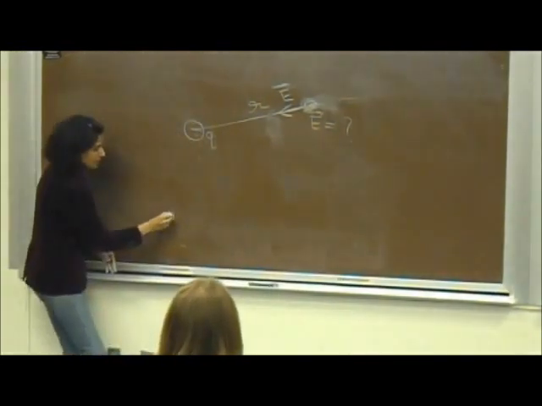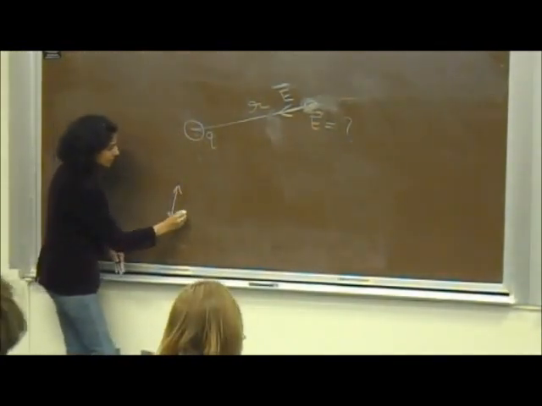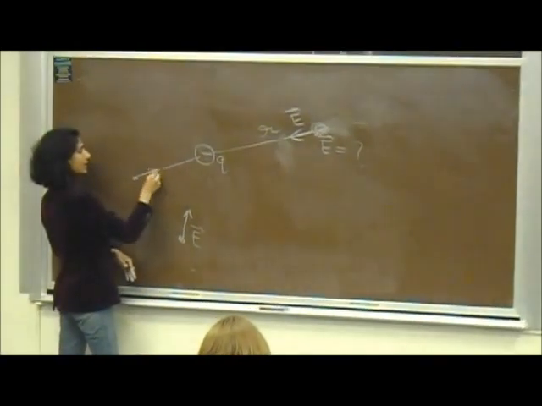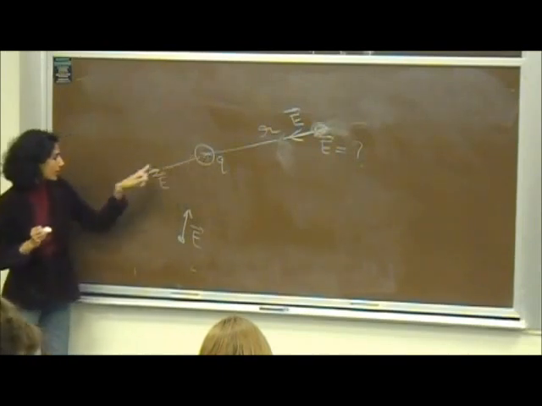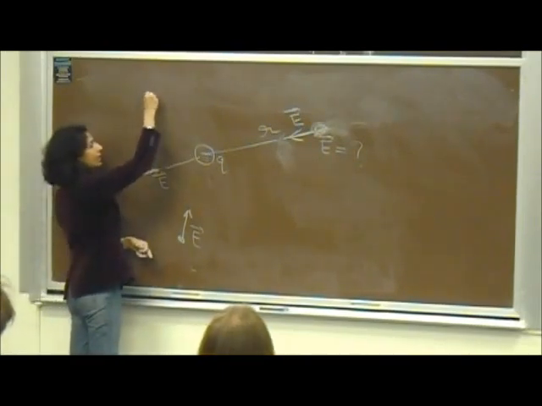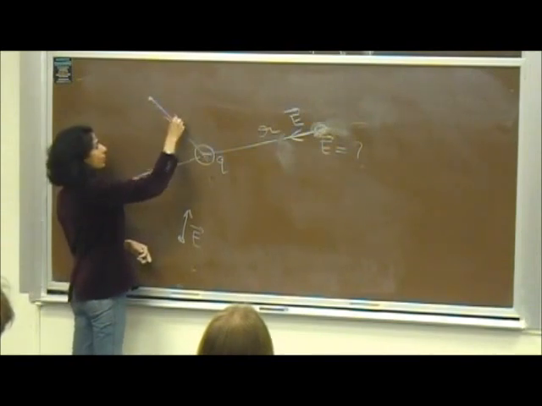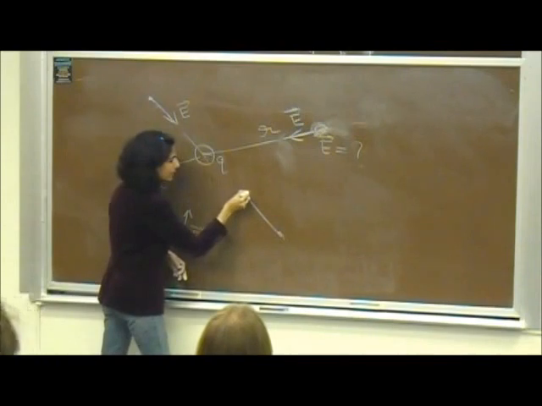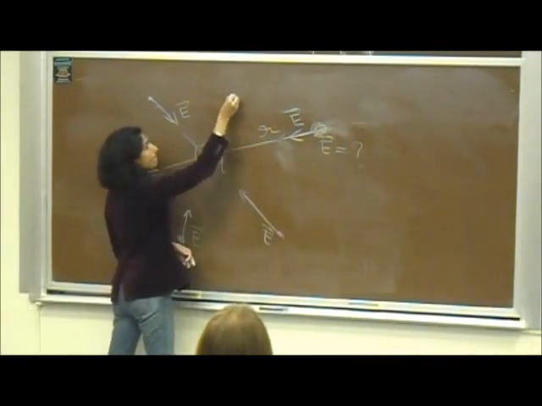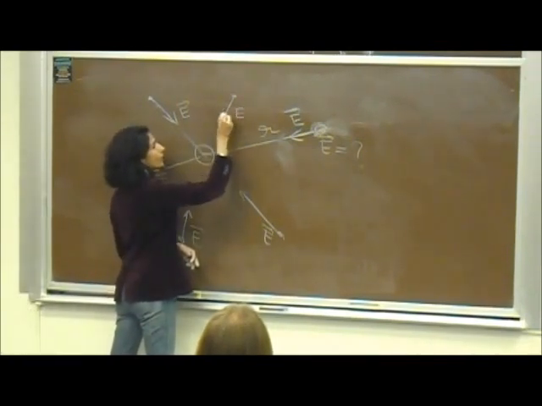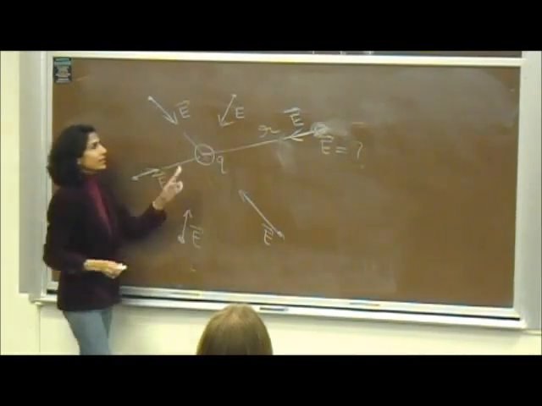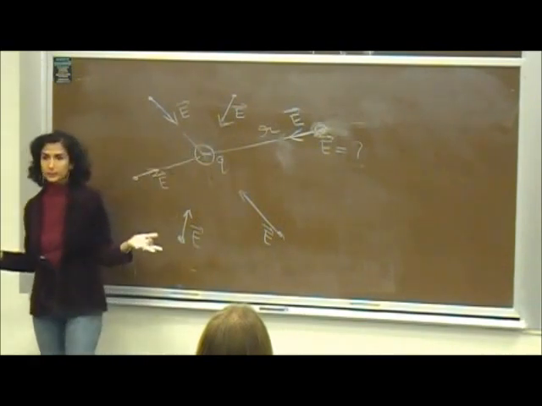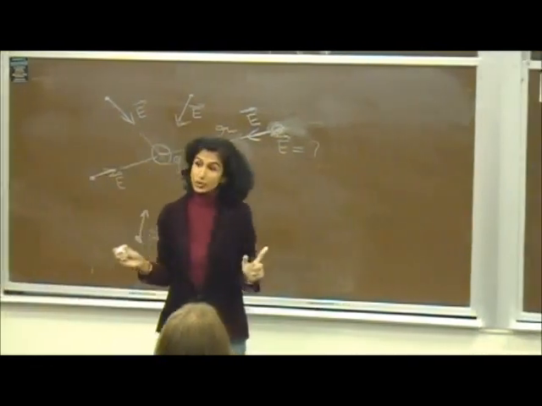Again, if I were to find the electric field here, I will find that the electric field due to this negative charge at this location is radially towards it. At this location, the electric field is towards it, etc. So it's always radially towards it. So the direction of the electric field that is set up by this negative charge is always towards it. Now let's figure out the magnitude of the electric field.